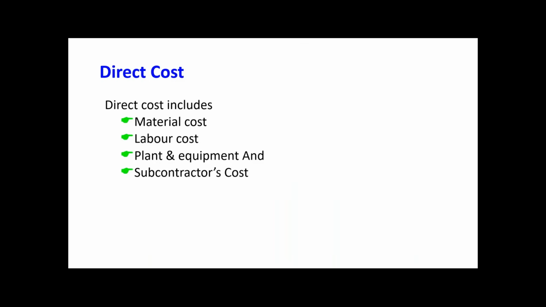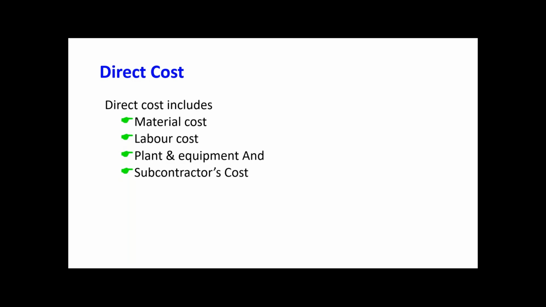Now, what is the direct cost? We have the material cost. We have the labor cost and the plant and equipment cost, and also subcontractor cost. These all are direct cost. These all are the costs the contractor is going to incur during the construction as a direct cost.